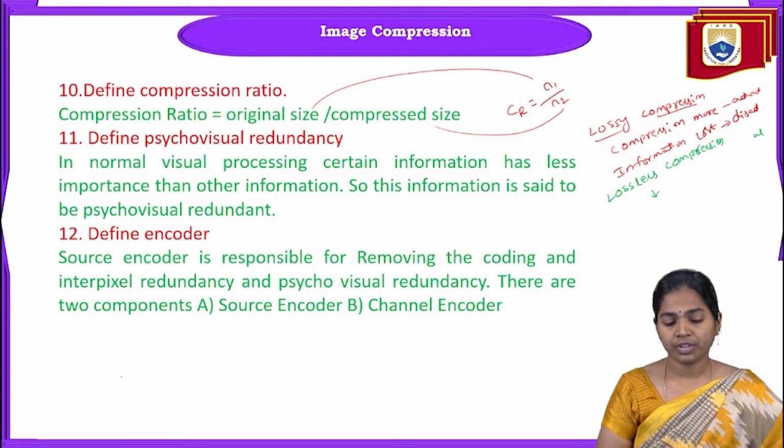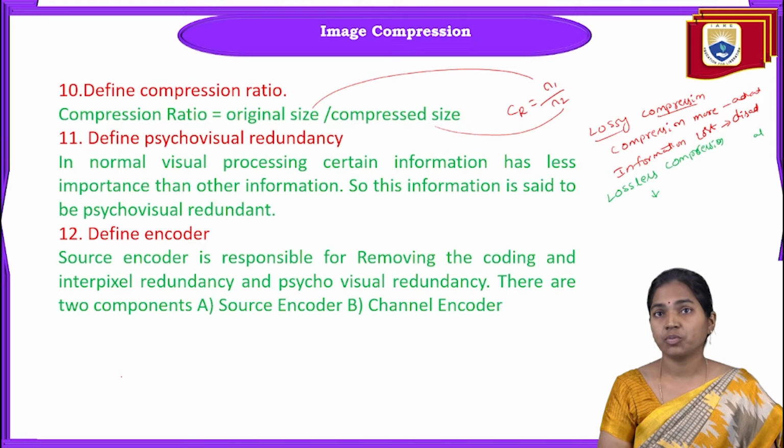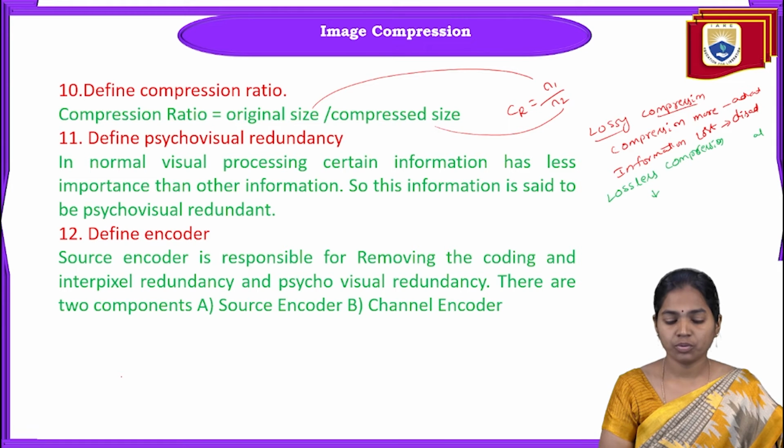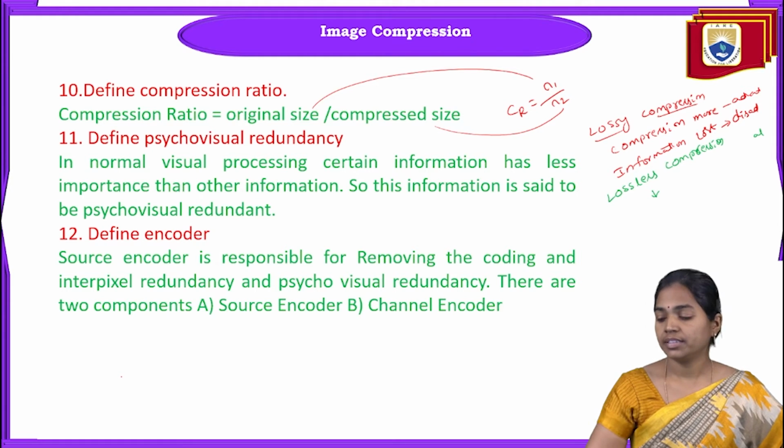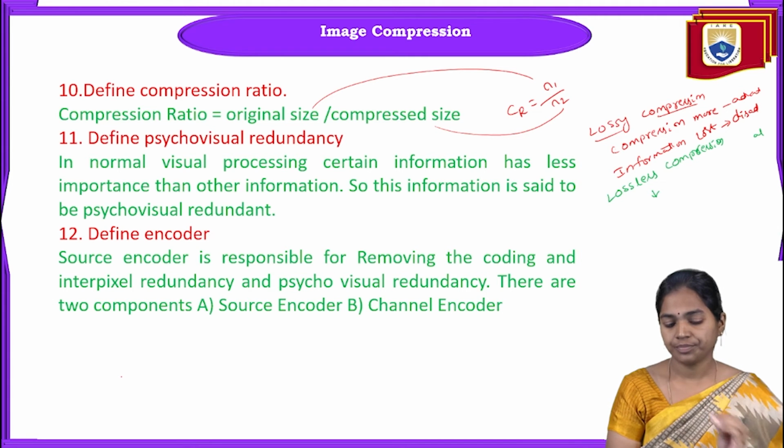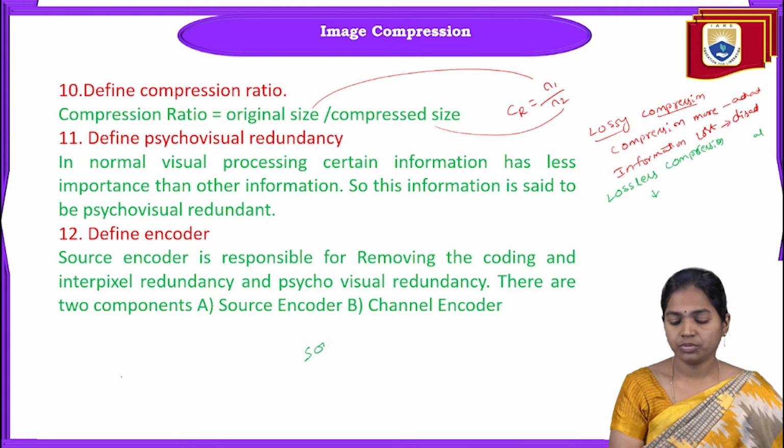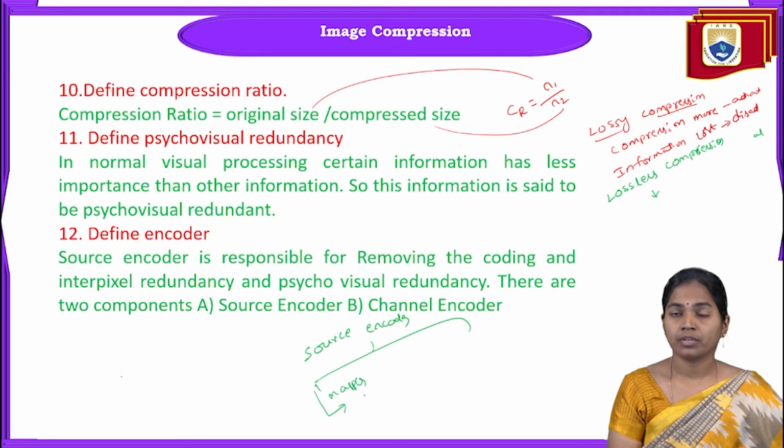Define encoder. The source encoder is responsible for removing coding, interpixel and psychovisual redundancy. There are three components we are using in the source encoder: the mapper, the quantizer, and the encoder.